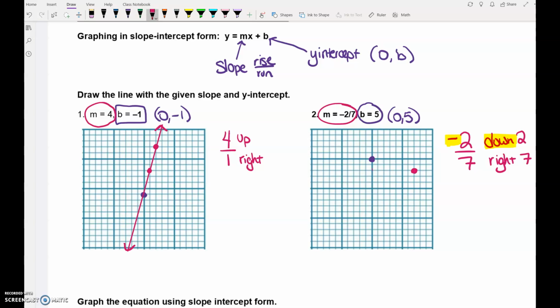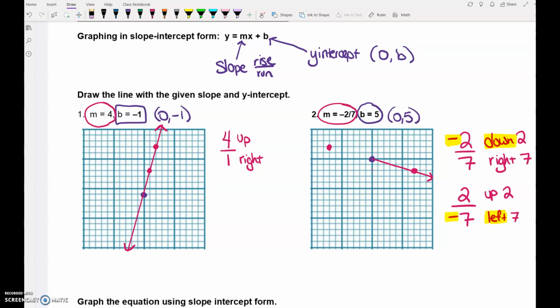Okay. We don't have enough room to go down 2 and right 7 again, so we can reverse the slope. We can basically do 2 over -7. So this time it's up 2 and left 7. This time the negative is used on the bottom. So from our original starting point, up 2, left 7. And then draw in your line.